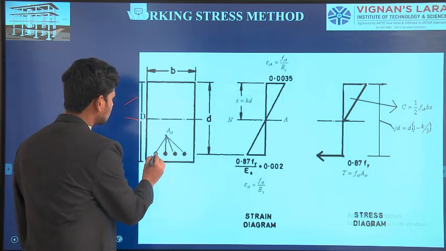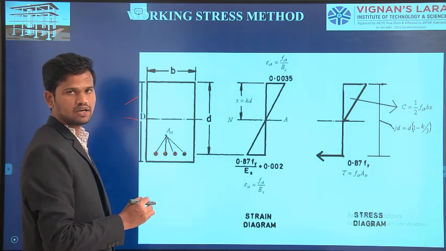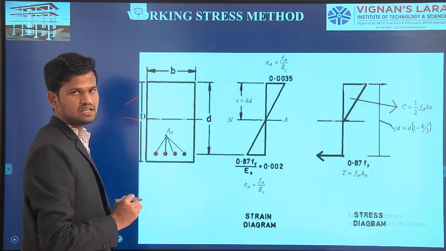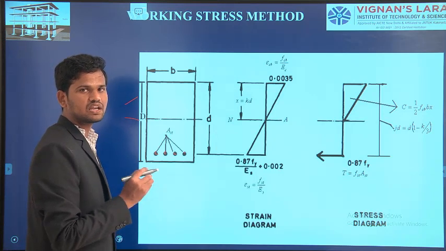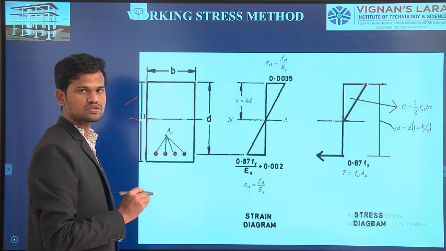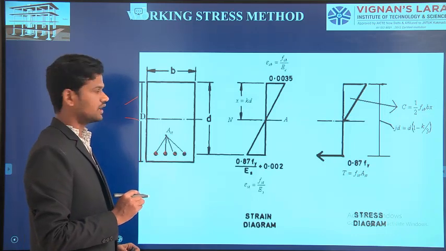These steel bars are introduced in the bottom zone of the concrete to resist the tensile stresses. Why? Because concrete will take care of the compressive loads, but it cannot resist the tensile loads. Hence we introduce the steel bars in the bottom of the concrete member.